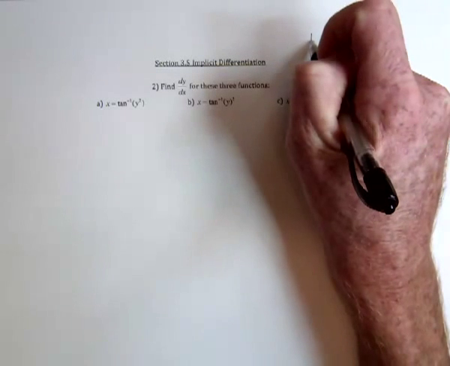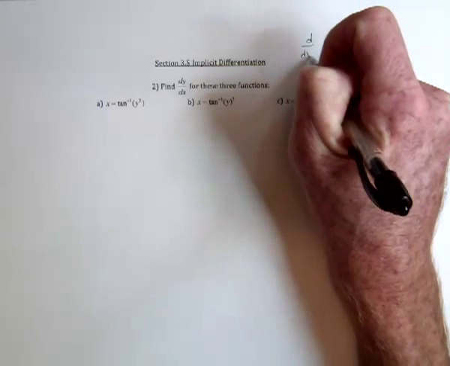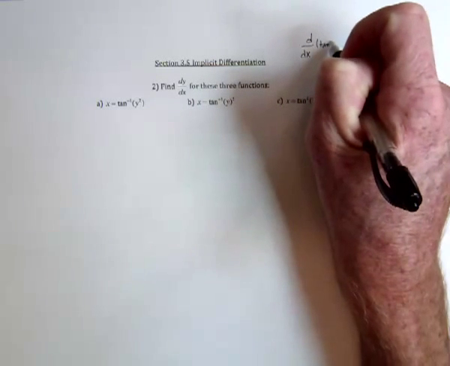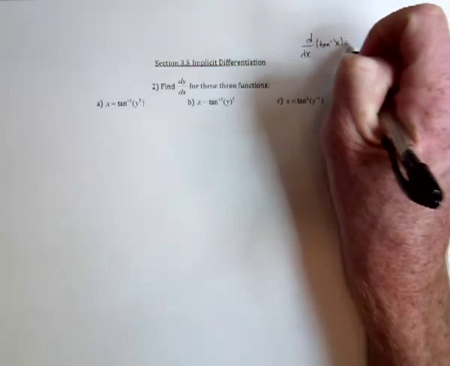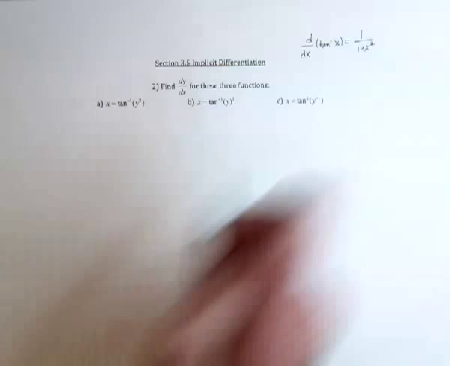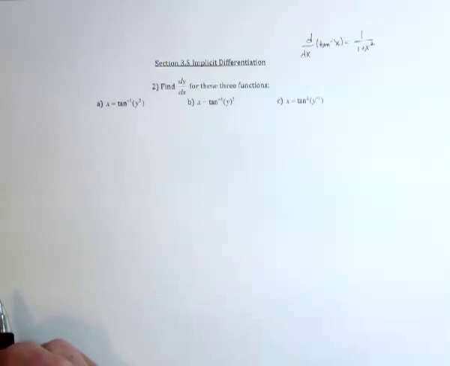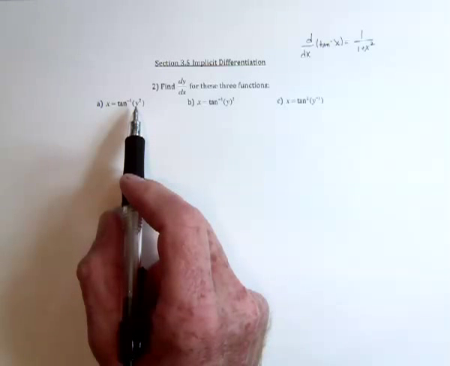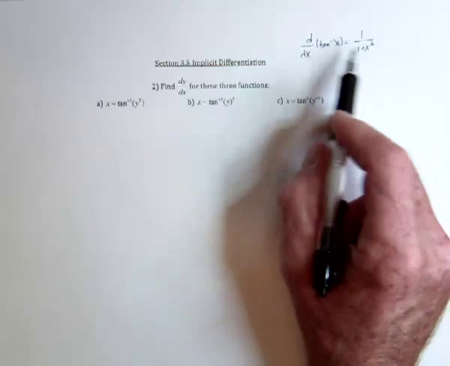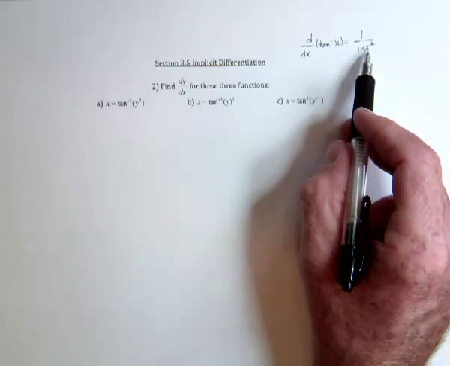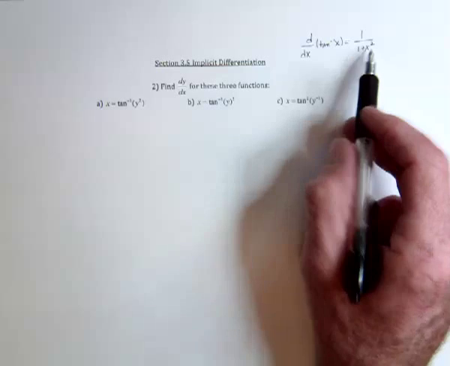So you've got the derivative with respect to x of tangent inverse, if it was just an x, would be 1 over 1 plus x squared. Well, instead of an x, we've got a y squared. So this is saying whatever you've got right there, you've got to square it right there. So we're actually going to get 1 plus y to the fourth.